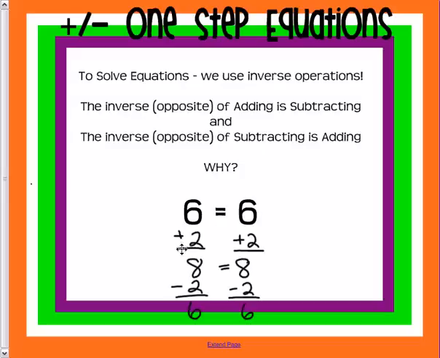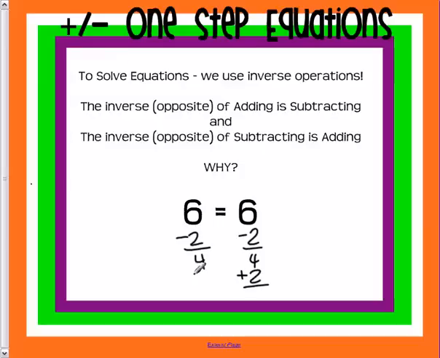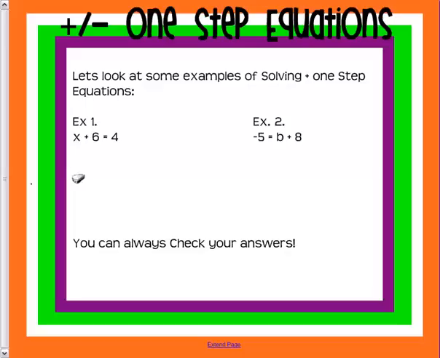So adding and subtracting undo each other, just like if I erase this and I start over and I subtract first 2 and I get 4. If I added 2 back onto the 4, I'd be back at 6. Okay, so the inverses, they are the opposite of one another and they undo each other. It helps us to keep the equations balanced when whatever we do to one side, we do to the other. Okay, so let's look at some examples of solving.